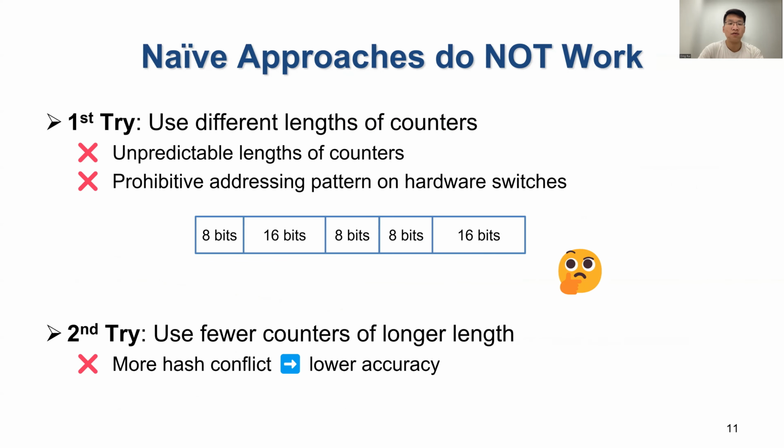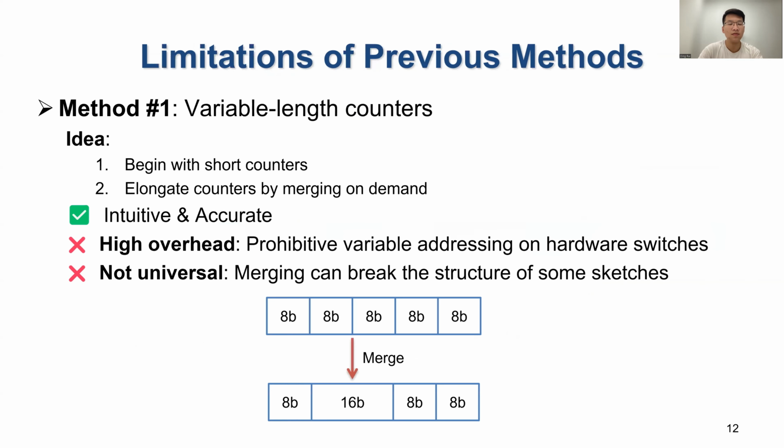Unfortunately, naive approaches do not work. One may think of using different lengths of counters. The drawback of this method is that the minimal counter length required is unpredictable unless you know the future traffic. Also, it incurs a prohibitive addressing mode. In a second try, we hope to use fewer counters of longer lengths. However, it sacrifices accuracy as a result of more hash conflicts.